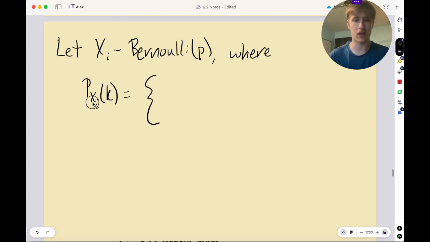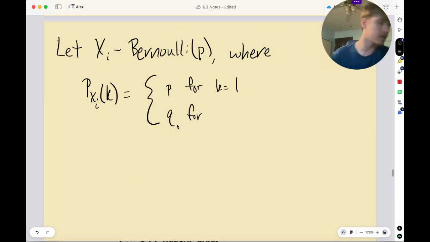It's basically either p for, we'll say, k equals 1. We'll deem that a success. And we'll say it's q otherwise, so maybe k equals 0. So we'll say that 1 is a success and 0 is a failure. So we're going to go ahead and denote it like this. Okay.